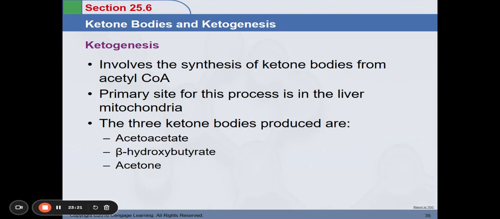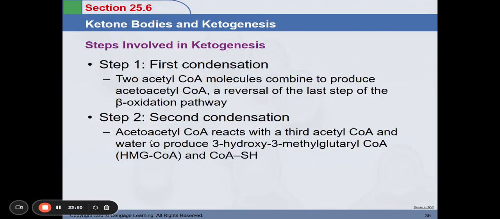The primary site for this process is the liver mitochondria, and three ketone bodies are produced in our body. There are three major ones, which you will also be discussing in your AUBF or analysis of body fluids: acetoacetate, beta hydroxybutyrate, and acetone. I think this is very important because I remember this question in the board exam. There are percentages of these that are abundant in the body, and that was the question in our boards.